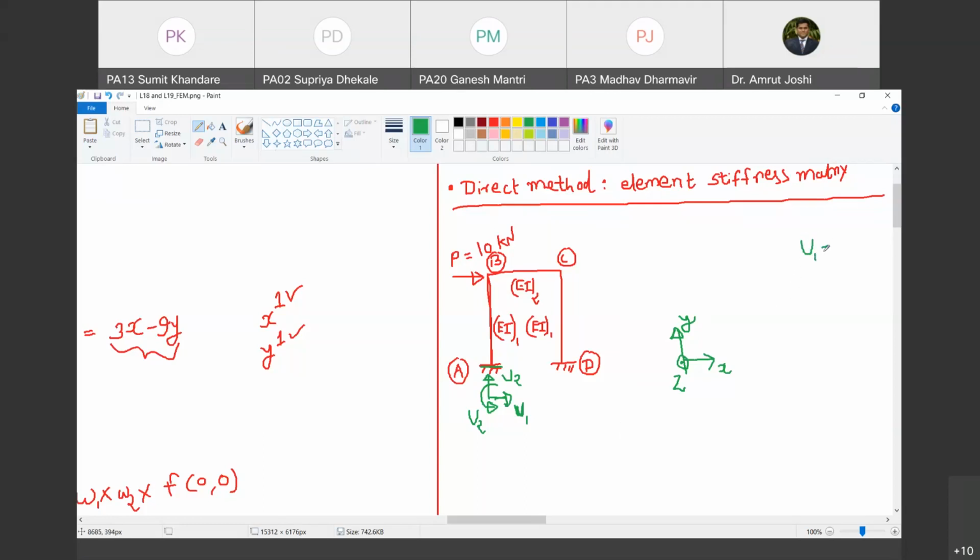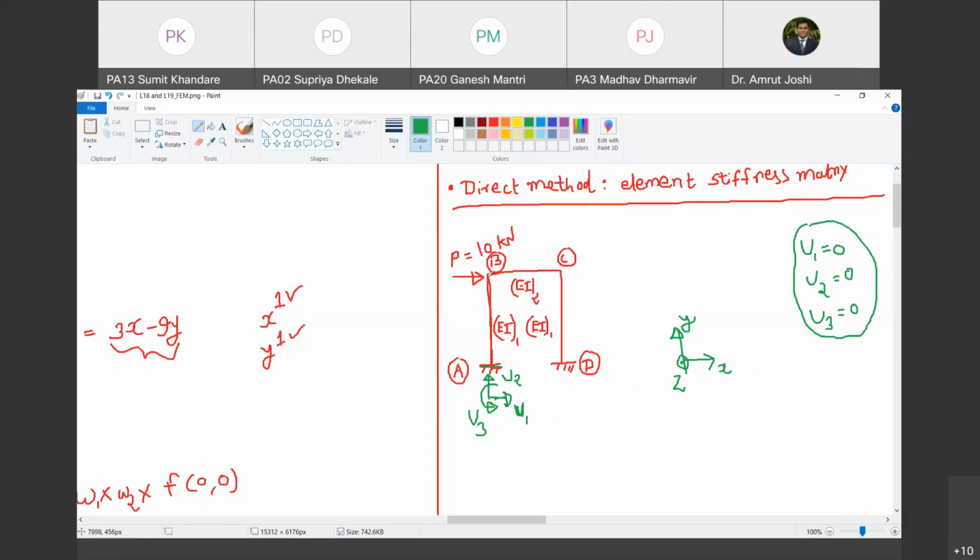What is the information that you have about U1 and U2? U1 is 0, U2 is 0 because it is fixed support. Do you agree with me? Yes, sir. And U3 is the rotation about Z axis at point A. Are you with me? Yes, sir. And you have the information U1 equal to 0, U2 equal to 0, and U3 equal to 0. Happy? Yes, sir.